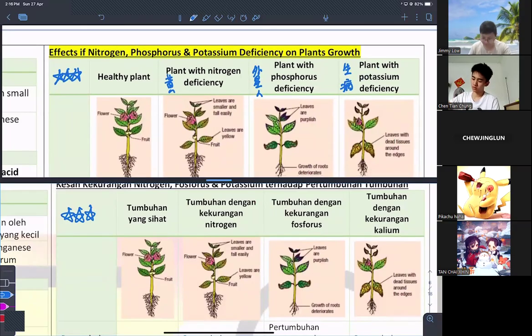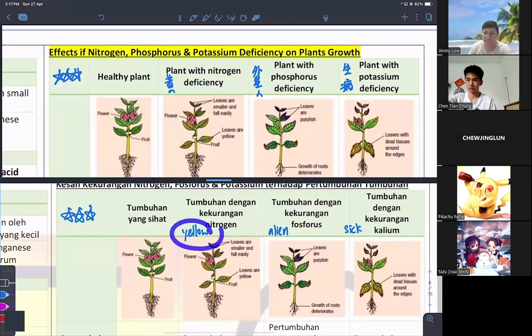For example, if the plant is lacking nitrogen, usually the leaf will appear yellowish. Just tell yourself: lack of nitrogen means yellowish. Lack of phosphorus means alien. Lack of potassium means sick. They have respective examples as well, but no need to memorize anything here. If you lack nitrogen, the leaf appears yellowish. If you lack phosphorus, the leaf will appear bluish, purplish, this kind of alien color that doesn't belong to a plant. So for phosphorus, I give a relatable term, called alien.